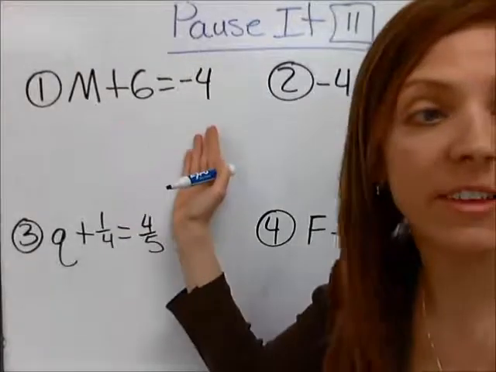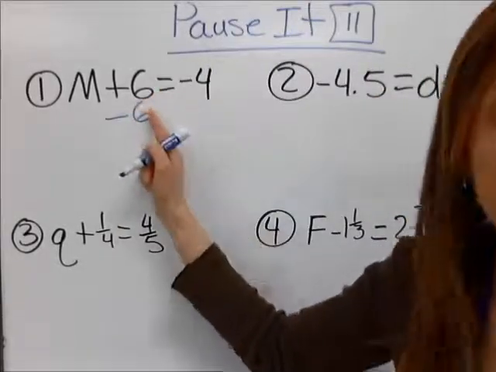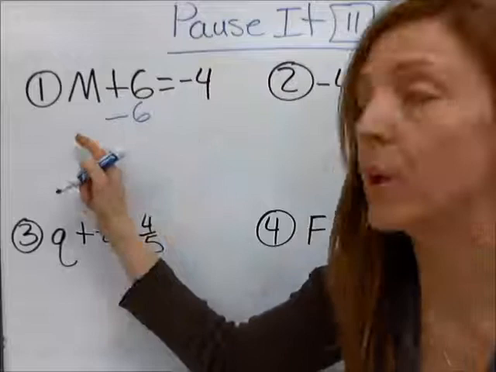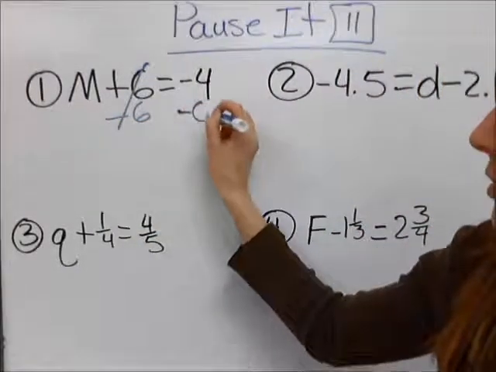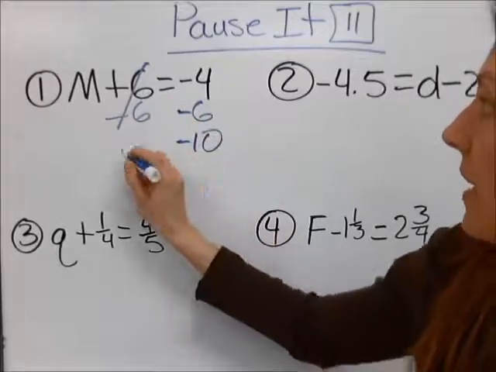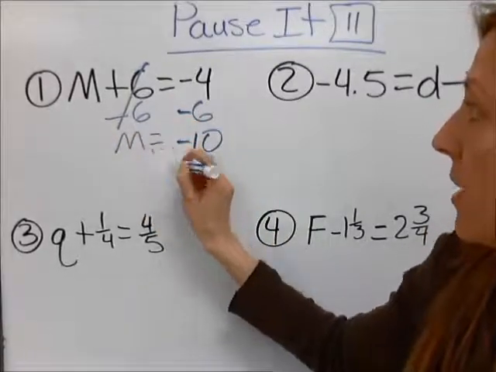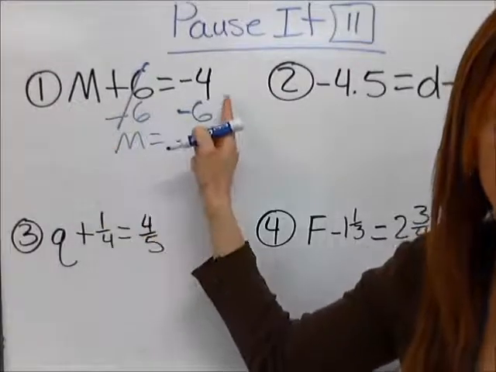All right, m plus 6 equals -4. Subtract 6. Use inverse operations to get the m alone, the variable alone. So we're going to subtract 6. We're going to subtract 6 from the right side of the equal sign. When we do that, we get -10. So m equals -10. And when I plug -10 in, I get -10 plus 6 is a -4, and that's correct.